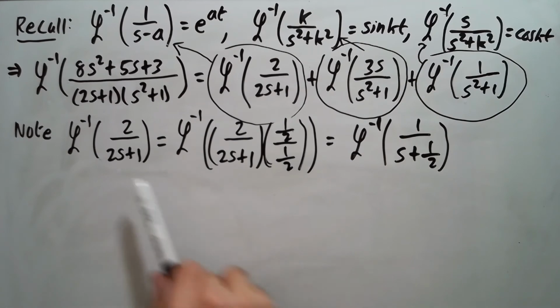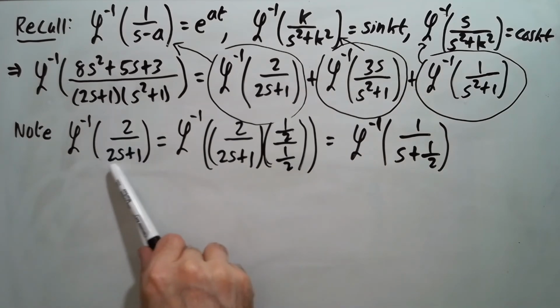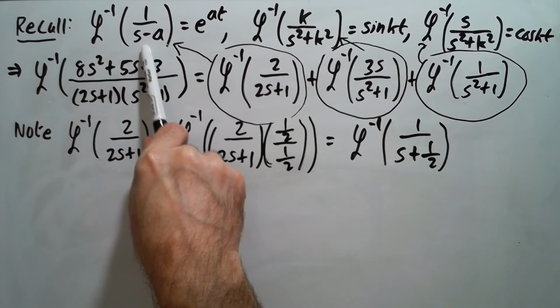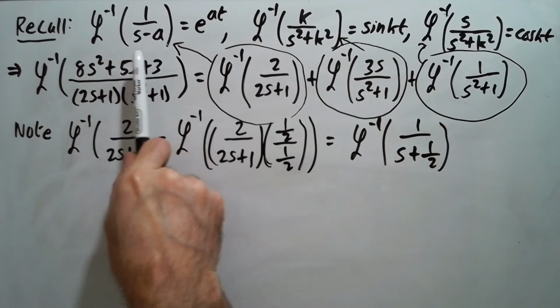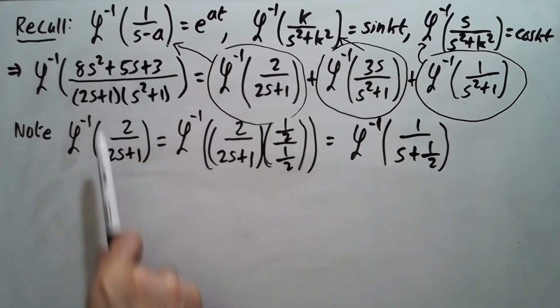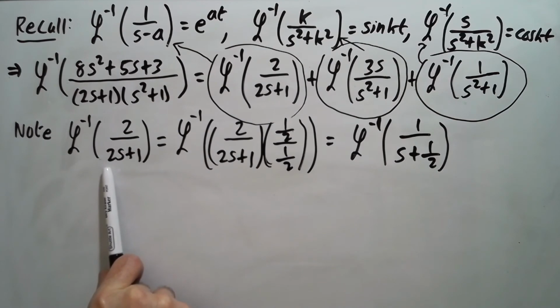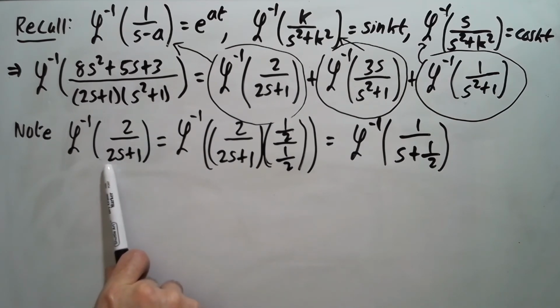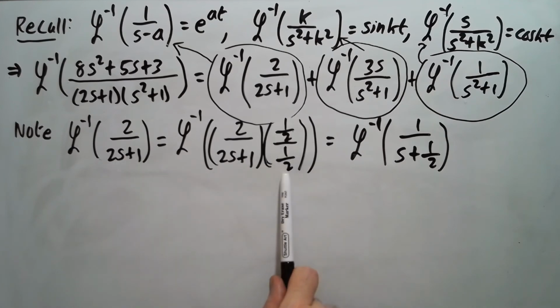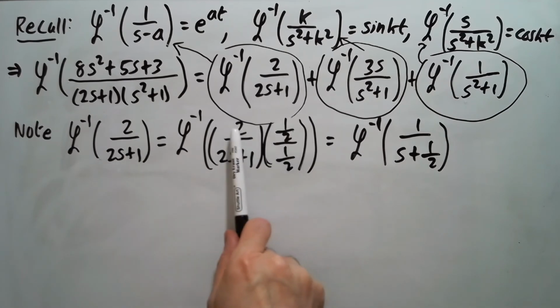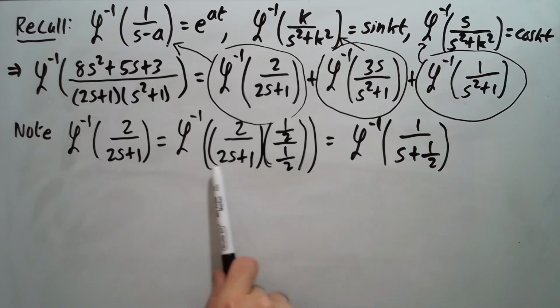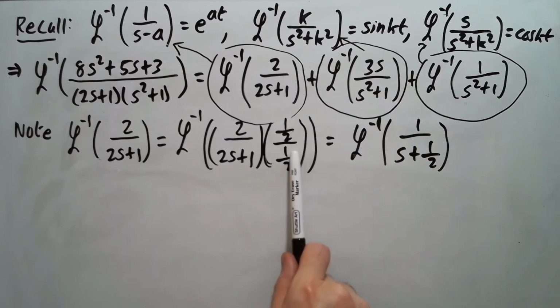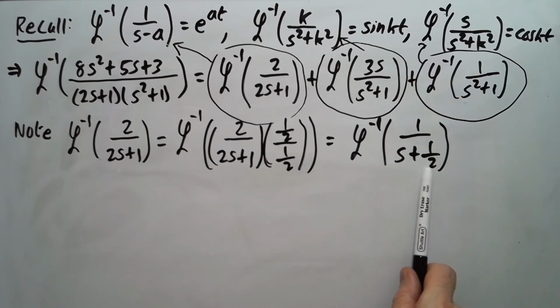So first, note the Laplace inverse of 2 over 2s plus 1. We're trying to match it up with this one, which just has an s down here. So we need to get a 1 in front of the s. We have a 2 in front of the s right now. If I multiply top and bottom by 1/2, that would change that to a 1. So 1/2 times 2 is 1, 1/2 times 2s is just s, and 1/2 times 1 is a half here.